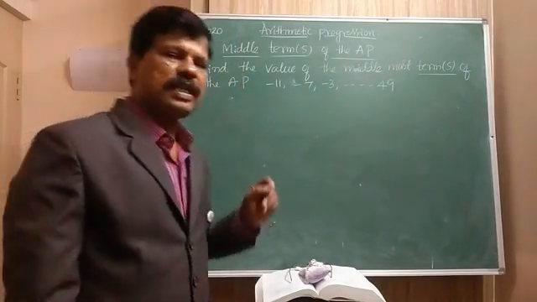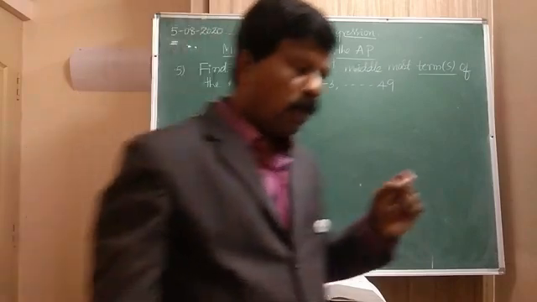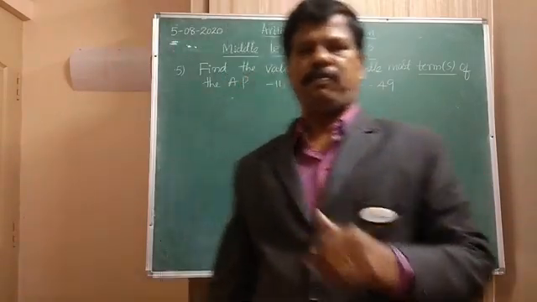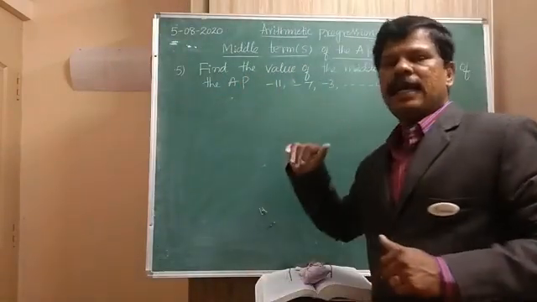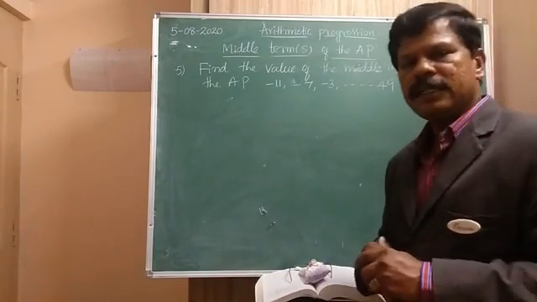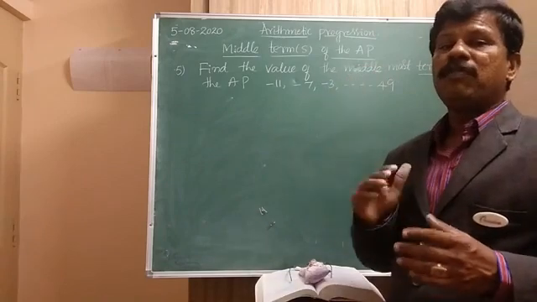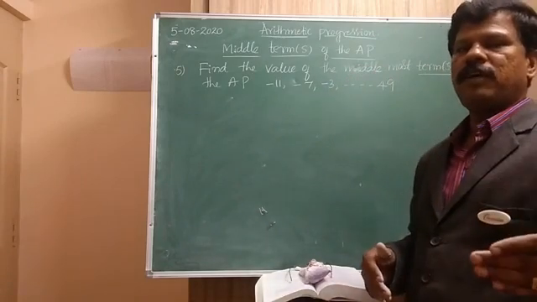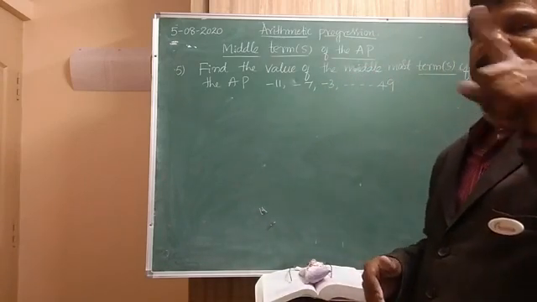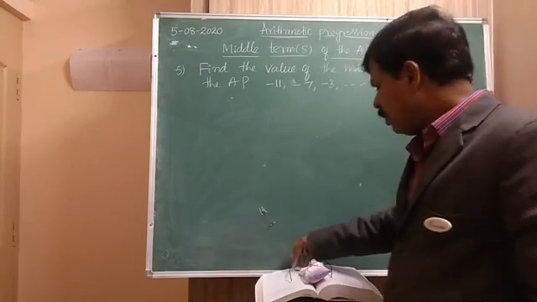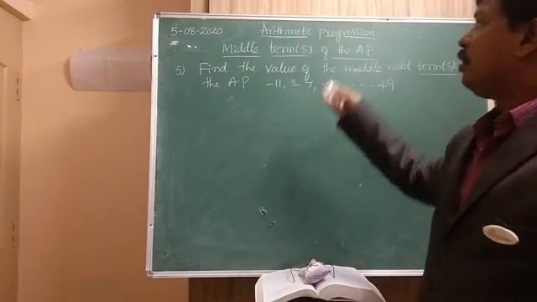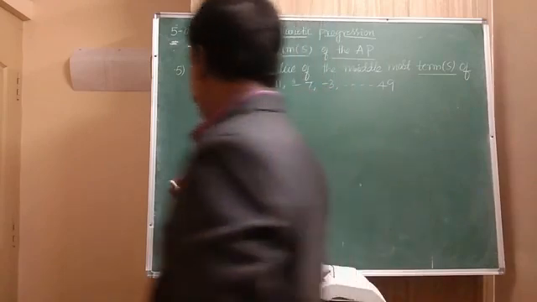So first thing is we should find out how many terms are there in the given AP. How many terms are there in the given AP? So to find the number of terms, that means what we have to find out? We have to find out n. To find out n, again we make use of this formula.